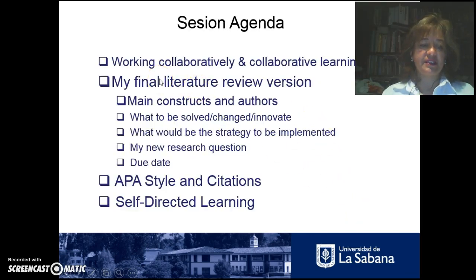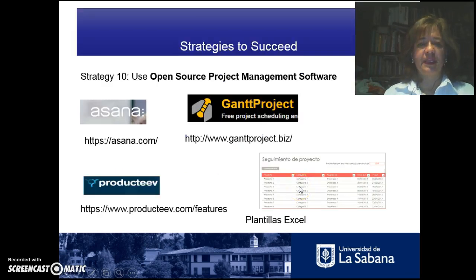The plan of this session was to work on some issues regarding collaborative learning and collaborative research, your final literature review revision, some ideas about the APA style and citations, and self-directed language learning.